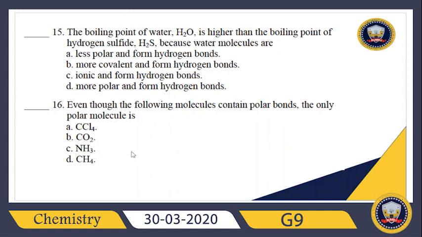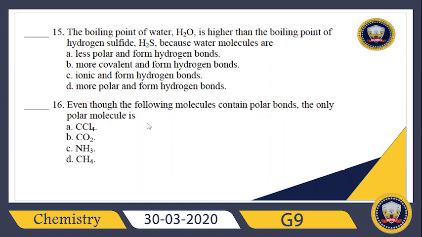Question 16. Now, even though the following molecules contain polar bonds, the only polar molecule, now obviously you can know CCl4, CO2, CH4, all of these contain carbons, and this one only, it's NH3. So a hint you can know from here. The answer is C. But how can you know correctly? All of these carbons have a full octet without any lone pair. But the nitrogen has a lone pair.